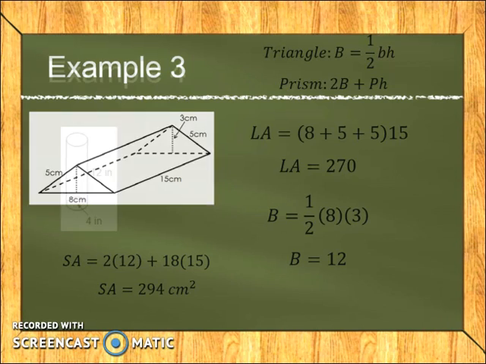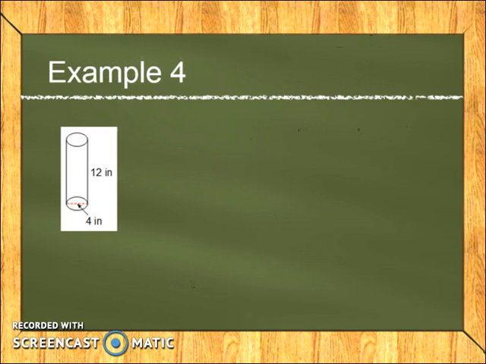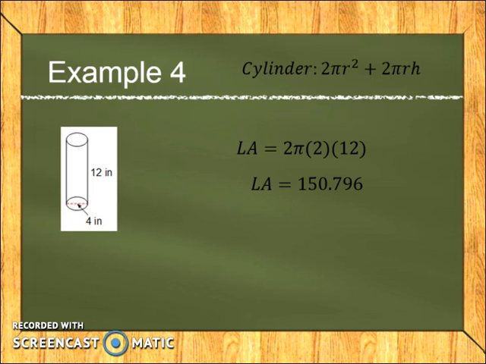Now let's look at an example of a cylinder. Here the formula is 2 pi r squared plus 2 pi r h. We know the radius on the cylinder is 2 because the diameter is 4, and the height is 12. To find the lateral area, that's the 2 pi r h. So 2 times pi times 2 times 12 is 150.796. That's our lateral area. The surface area formula is 2 pi times 2 squared plus 2 pi times 2 times 12. That gives us 175.93. So that's it for the prism and cylinder.